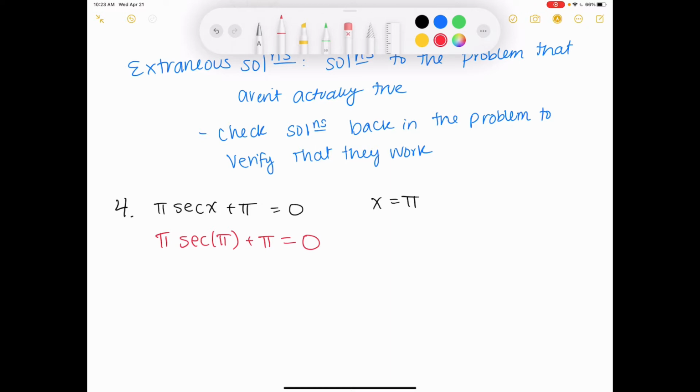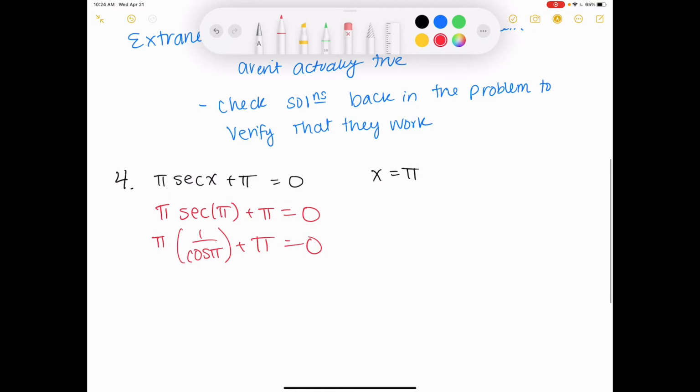What is the cosine of pi? Well, it's 1 with a something on it. Oh, wait. -1, okay. Yep. So just so we can see how we're thinking about this, I'm thinking about this as 1 over the cosine of pi. Cosine of pi is -1, so this is going to be negative pi plus pi is equal to 0. 0 equals 0, and we're done.